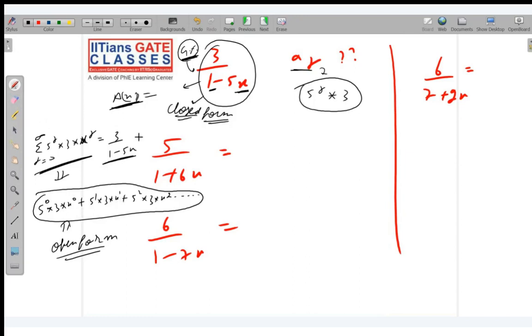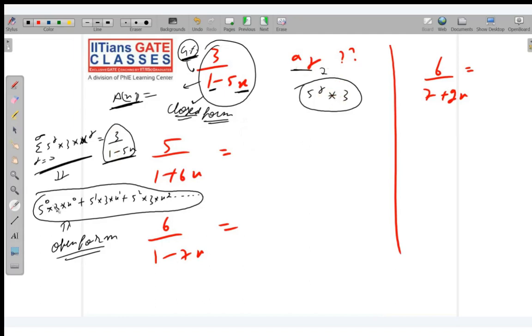And this is the closed form. So in the GATE exam, normally you will find only the closed form, because obviously it is very tedious and difficult to write the full series. So they will use simply this type of thing. Okay, so 3 upon 1 minus 5x. So finally the numeric function comes out to be 5 power r into 3.